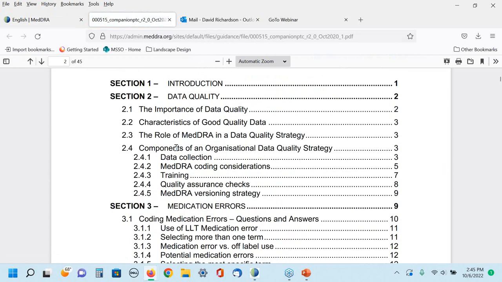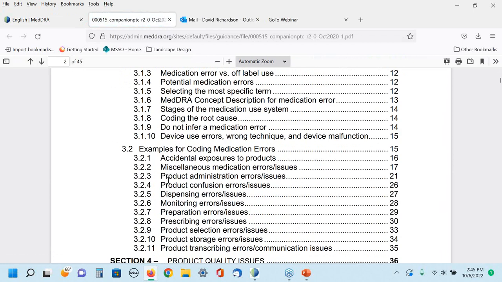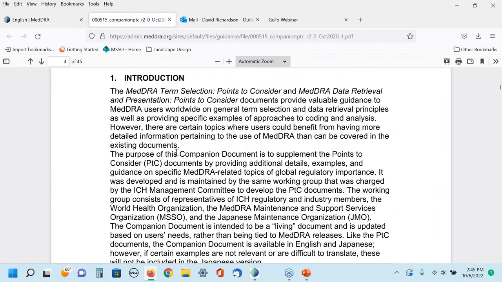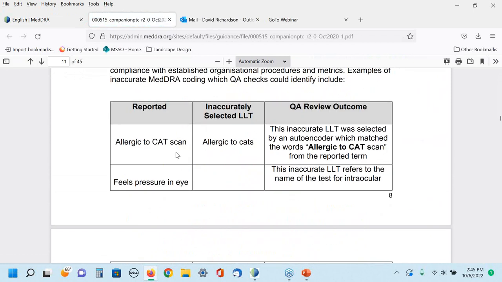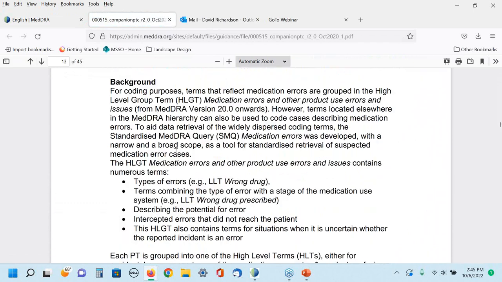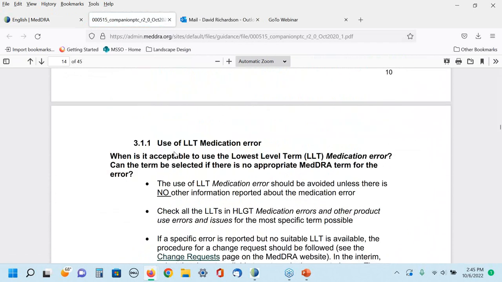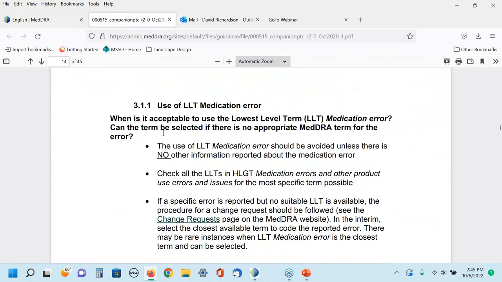And you will see that it has a section on data quality. It has this section on medication errors, and it has a section on product quality issues. And as I said to you, the one on medication errors is 25 pages long, but it is in your best interest, if you do a lot or have the potential to have to do a lot with medication errors, that you know what this thing says. For instance, telling you that you shouldn't use just a simple LLT medication error for all of your cases. You need to do a little detective work.